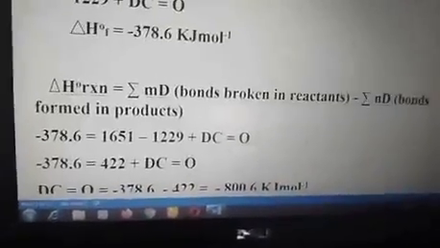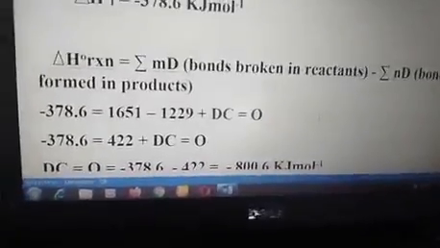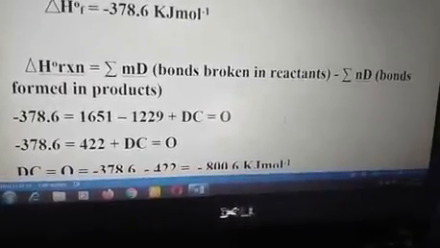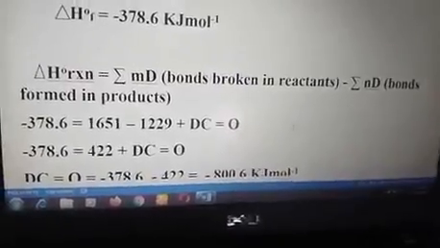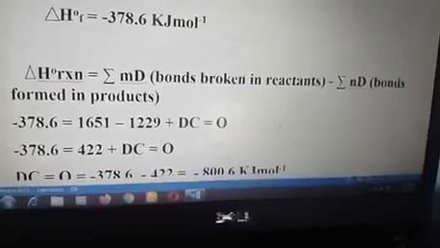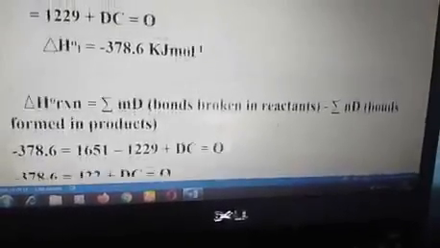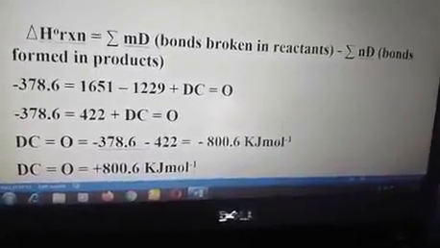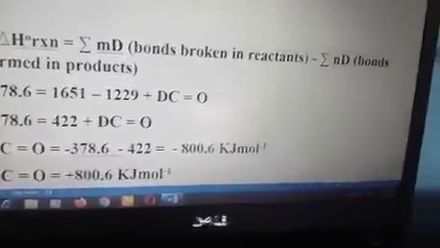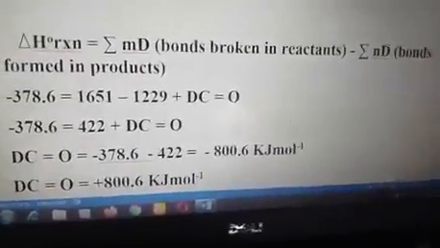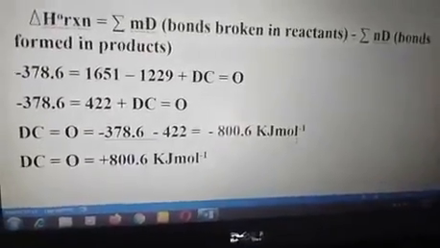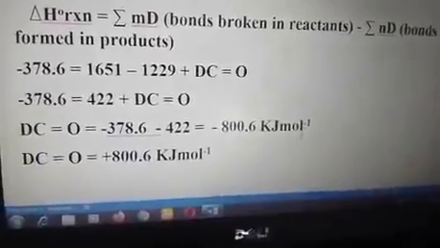We'll now replace the heat of reaction in that equation with minus 378.6, with the enthalpy of formation equal to the total energy of bonds broken, which we calculated as 1651, minus the total bond energy of bonds formed in the product, which we did just a few minutes ago, 1229 plus D(C=O). So minus that 1229 plus D(C=O), substituting in the formula we have above. Having done that, we'll now go ahead and solve.